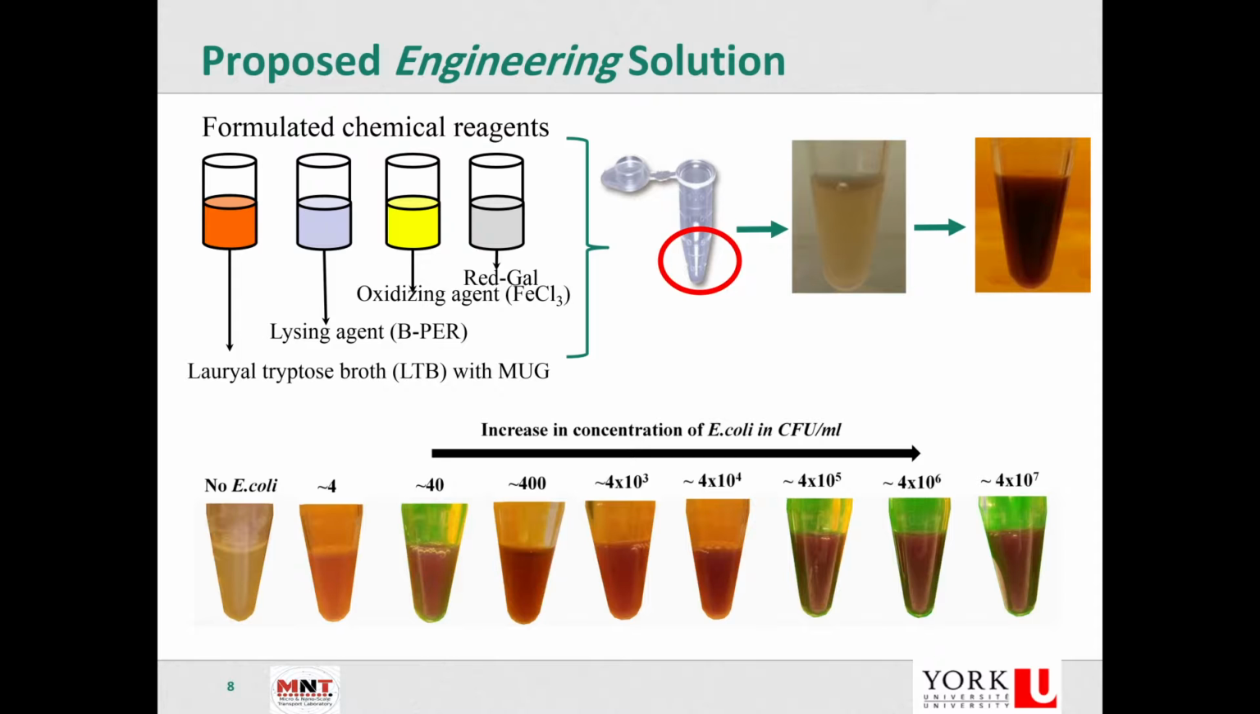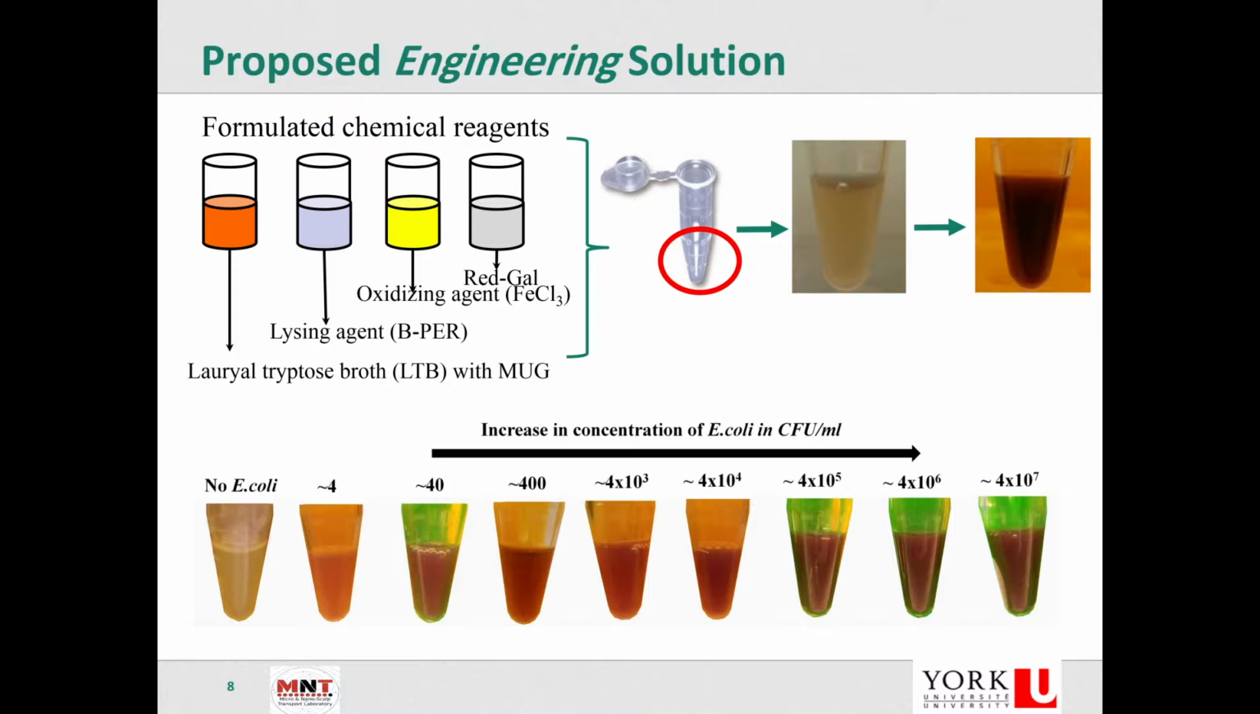And then we put red gal and MUG in a broth solution, because that will keep the cells alive, because this reaction needs the E. coli to remain alive. If they die, then that enzymatic process will not happen. So there are these things we have to know as we work on this.